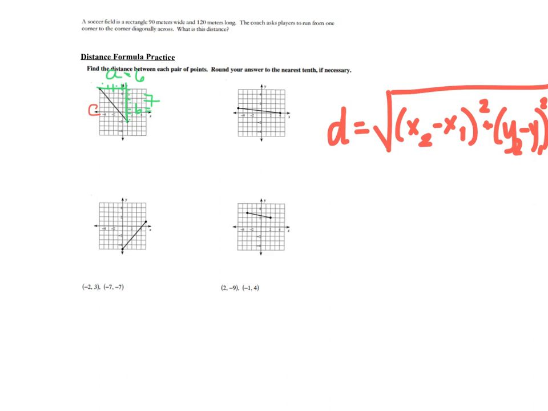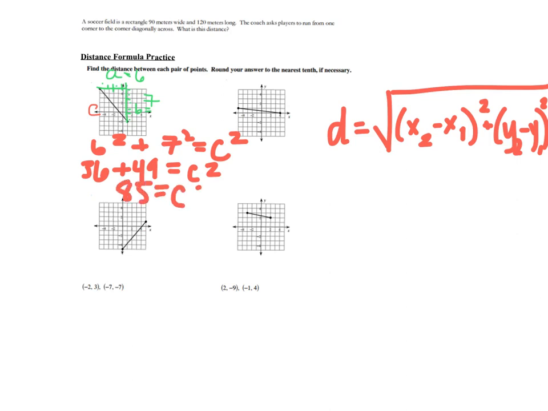And then we can just simply set up the Pythagorean theorem by doing a squared, so 6 squared, plus b squared equals c squared. So that's 36 plus 49 equals c squared. 36 plus 49 is 85. And then we'll take the square root to find out that the distance between the 2 points is 9.2 units.